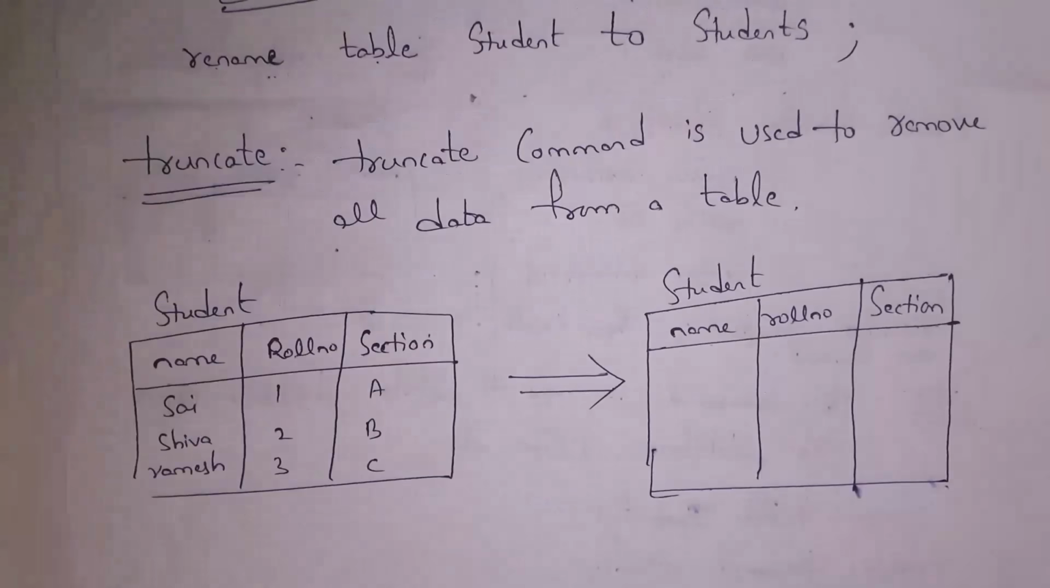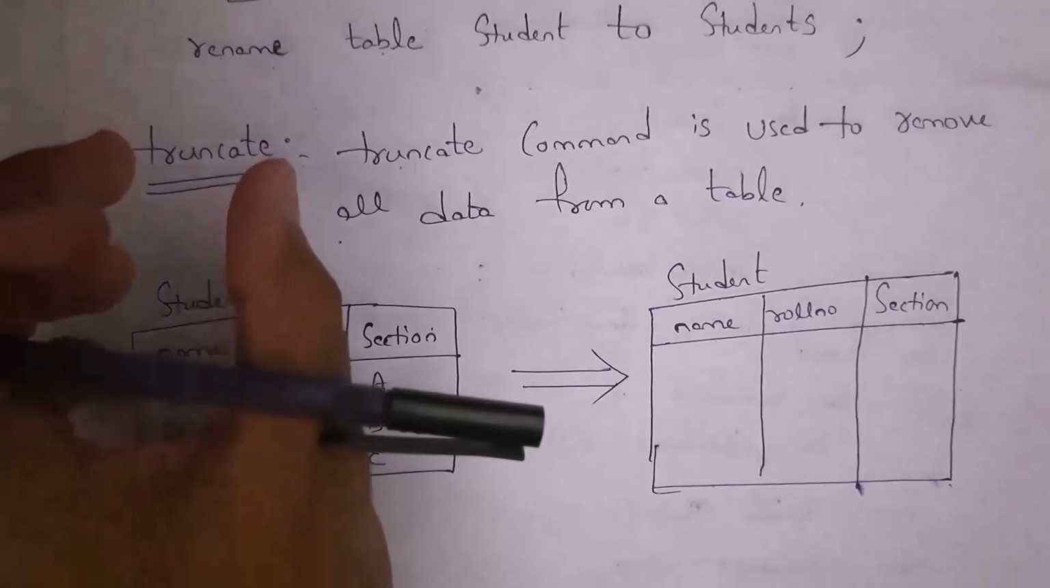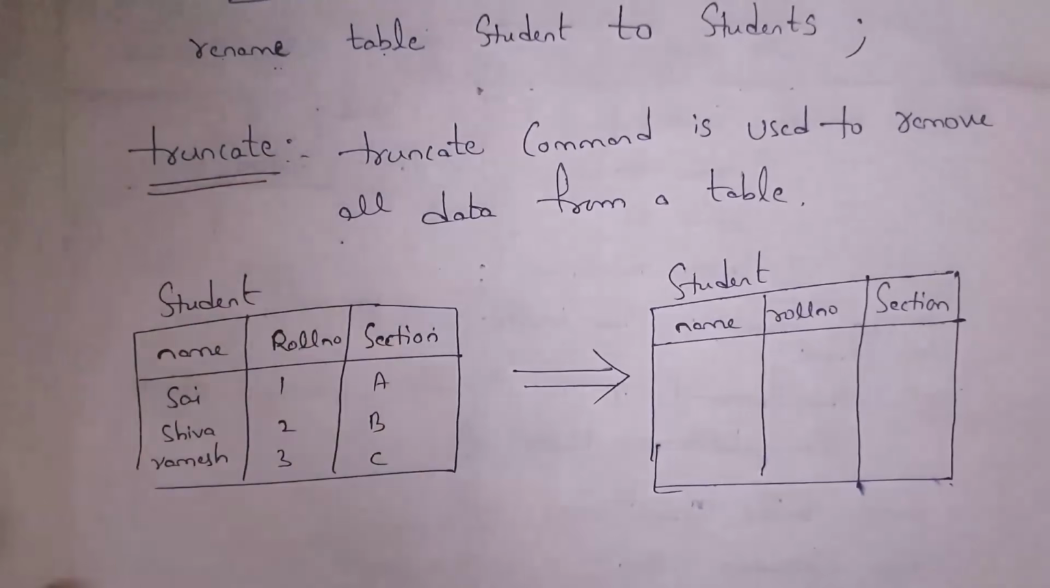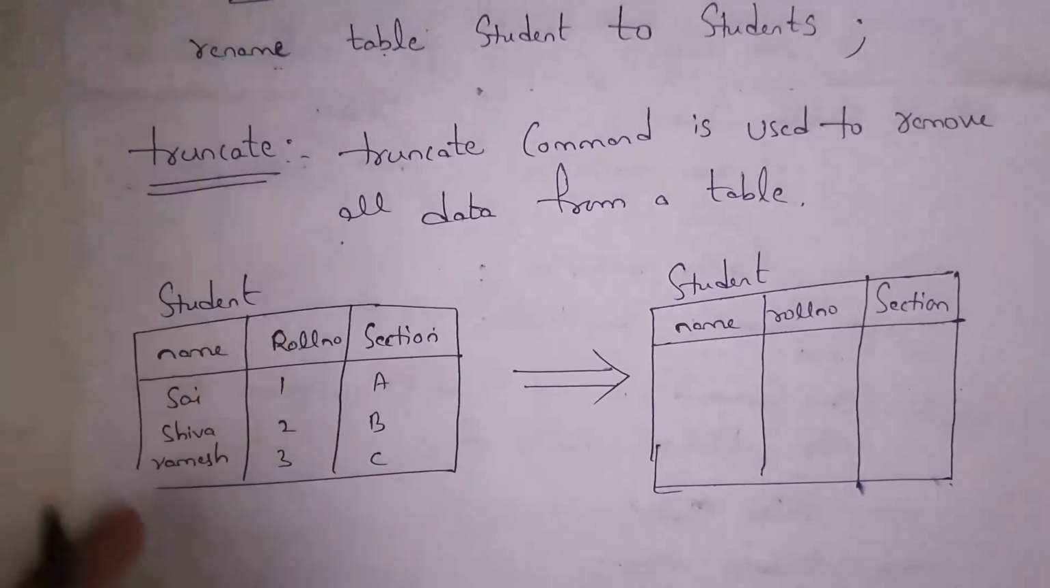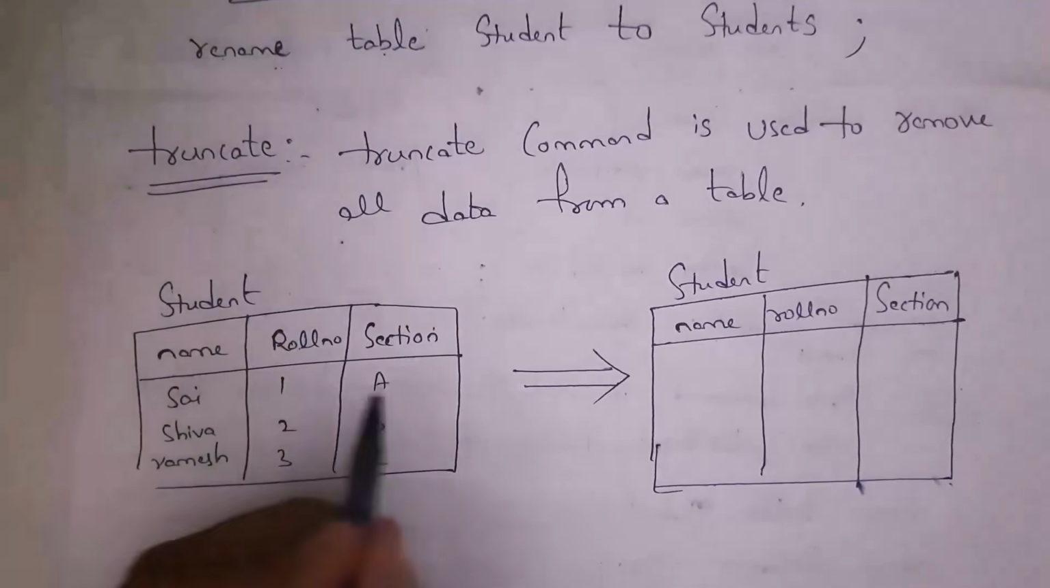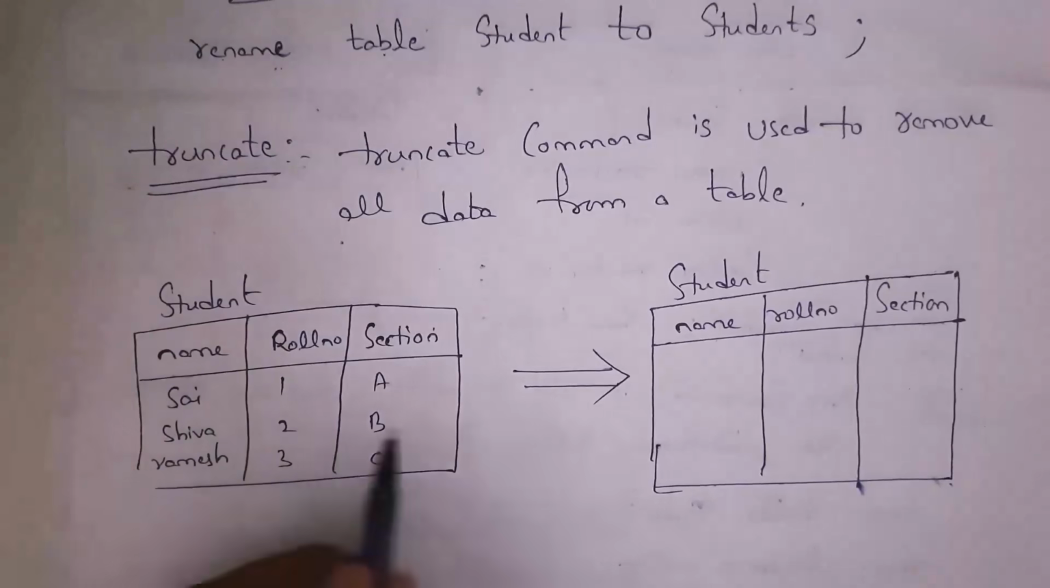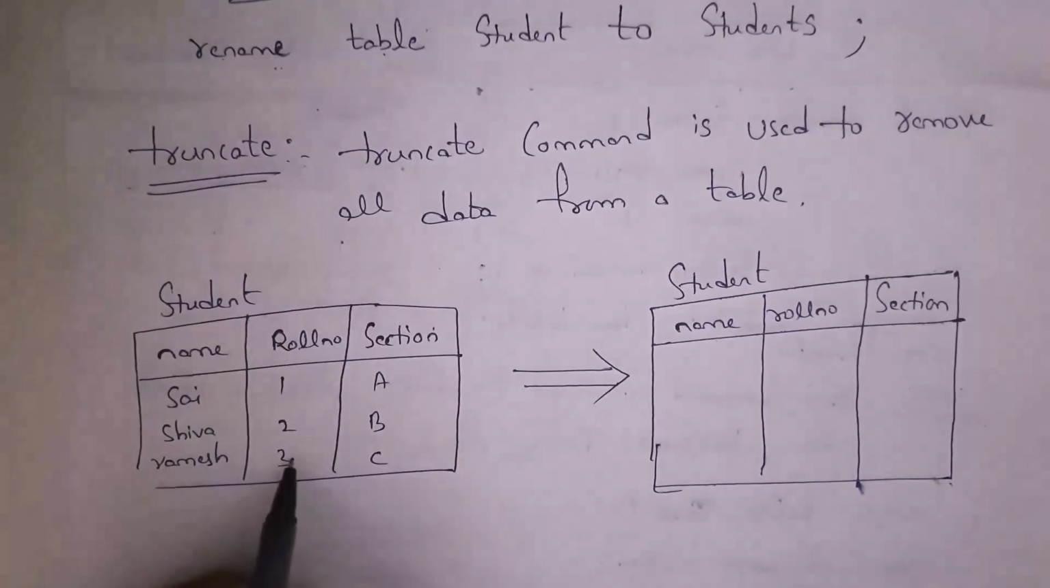Next I will explain what is the use of the truncate command. This truncate command is used to remove all data which is present in my table. For example, there is a student table. In this student table, there is some data like name Sai, roll number 1, section A, name Shiva, roll number 2, section B, and name Ramesh, roll number 3 and section C.